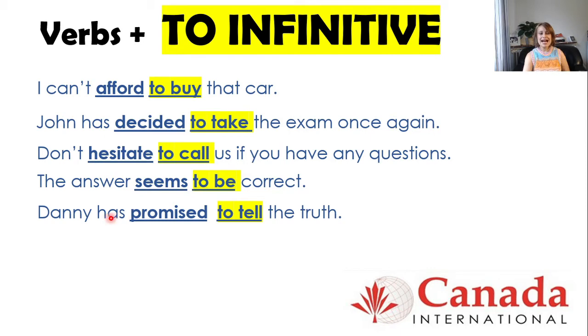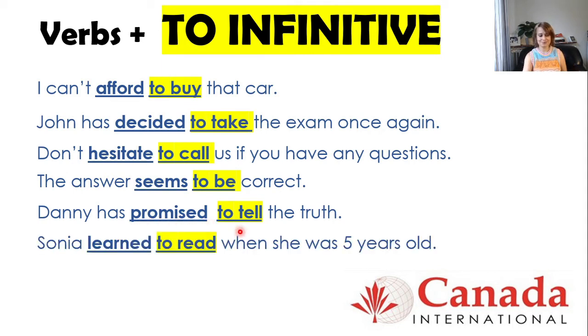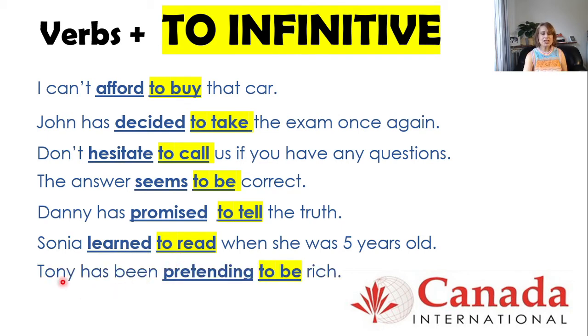Then, Danny has promised to tell the truth. Again, has promised is present perfect. And then after promise, if we need another verb, it's gonna be a to infinitive. Has promised to tell. Next, Sonia learned to read when she was 5 years old. Learned is in past simple. We need another verb in the sentence, and this verb has to be an infinitive. Learn to read. And last but not least, Tony has been pretending to be rich.